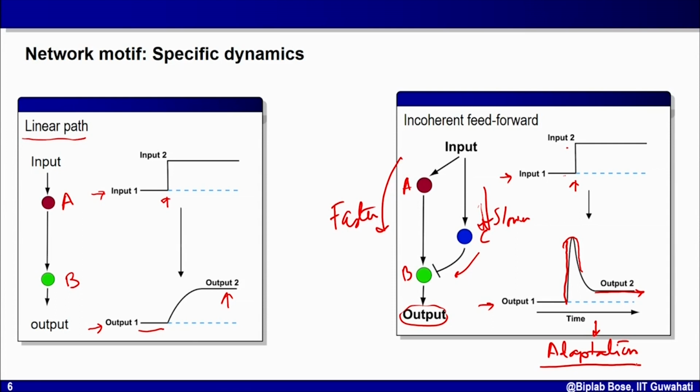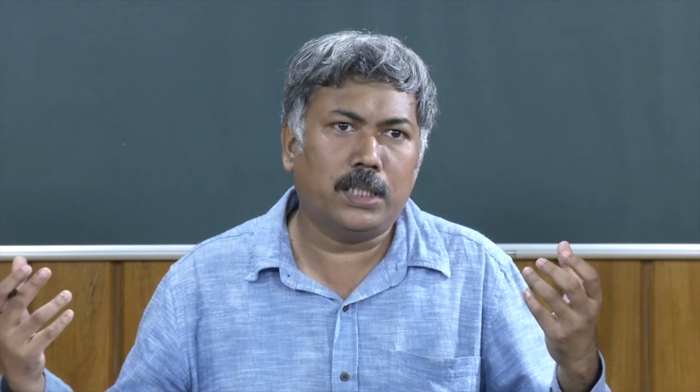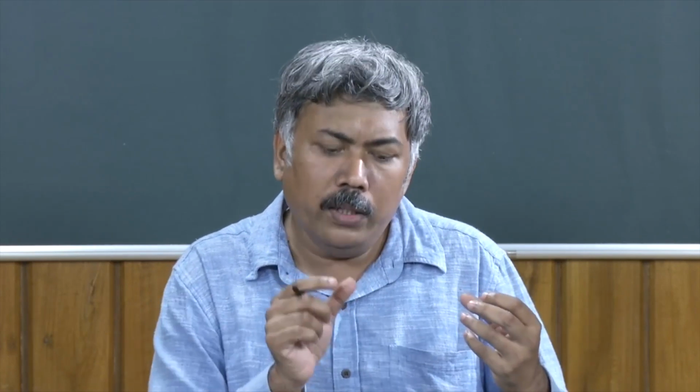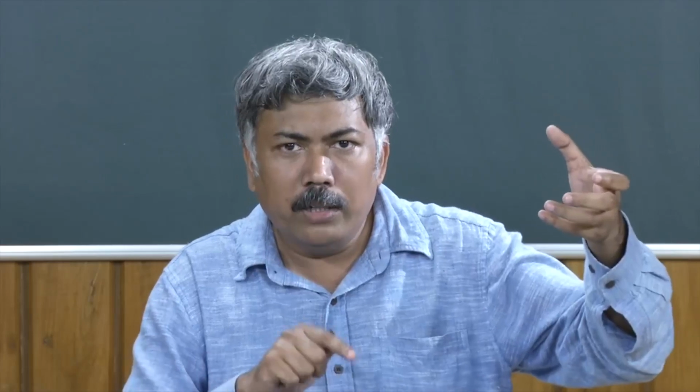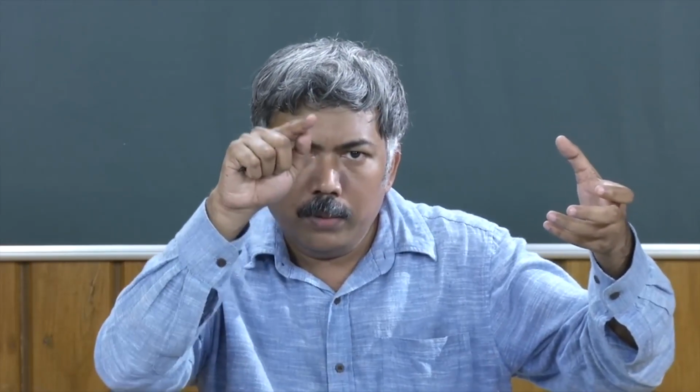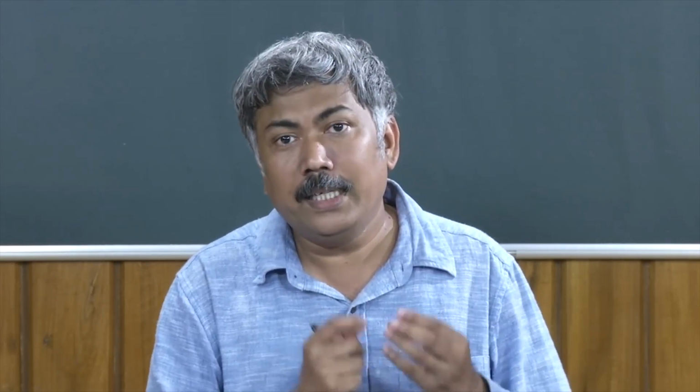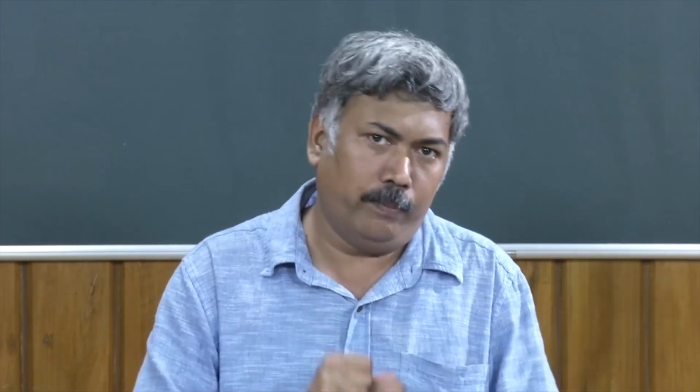Imagine you require this thing in an electronic circuit. Your input current may fluctuate, so the output should not get disturbed. So you will put an incoherent feed-forward there, so that if there is all of a sudden a spike of current, then there will be a rise initially in the output, but then it will again fall back to the previous one. These types of requirements are very common in biological cell signaling also, in metabolic pathways also. So incoherent feed-forward can have this particular dynamic characteristic that it can work as an adaptive motif.